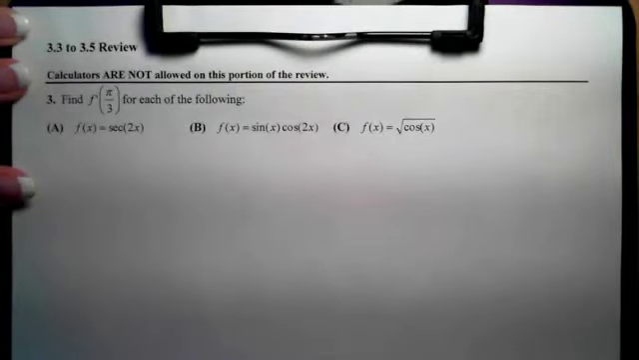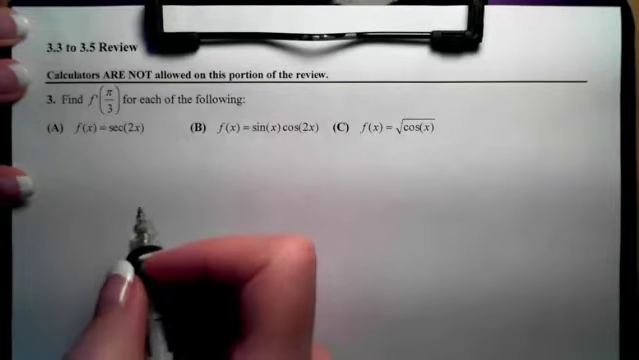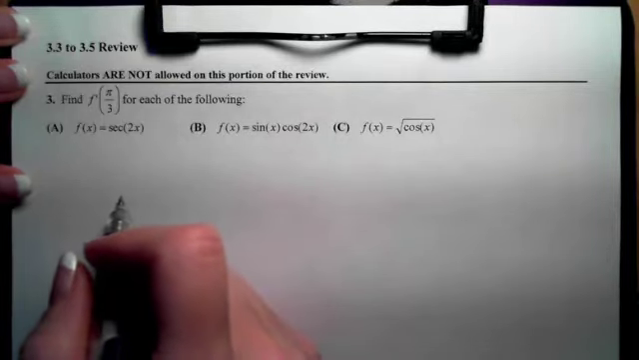This is the 3.3 to 3.5 review. Calculators are not allowed, and the goal on all three problems is to evaluate the derivative at pi over 3. This particular problem will involve both the chain rule and your knowledge of trig rules.